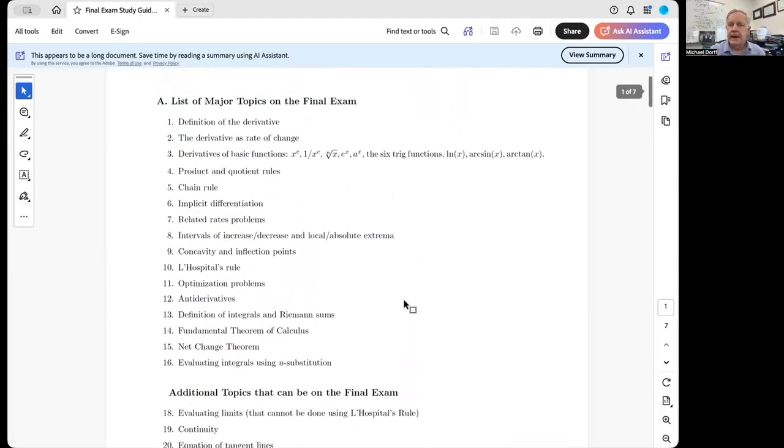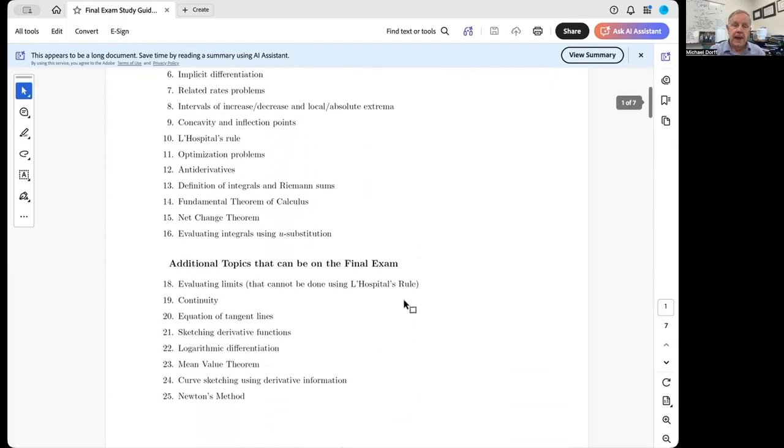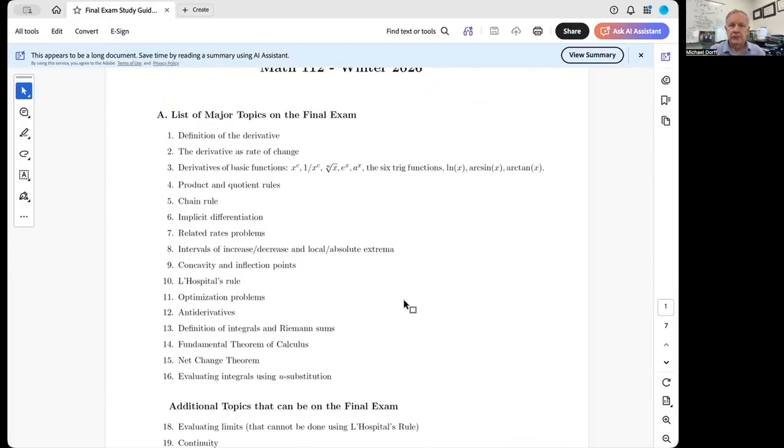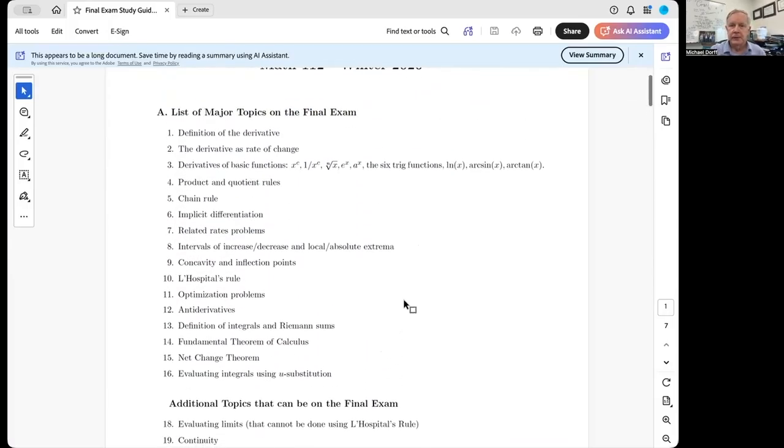All right. Again, I would expect that most of these things in the major topics will appear on the exam, but not all of them. And some of these on the additional topics may appear, but not all of them either. So again, focus on the major topics and then look at the additional topics.